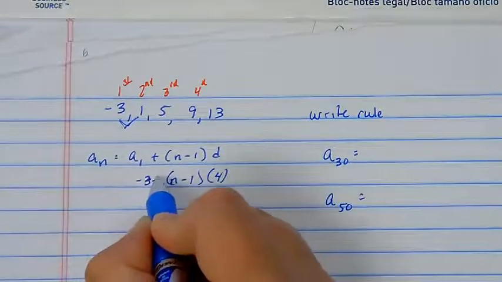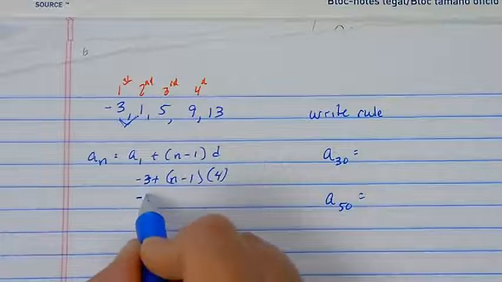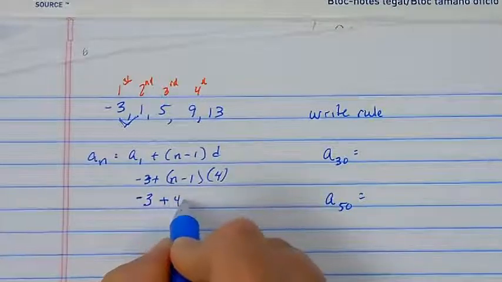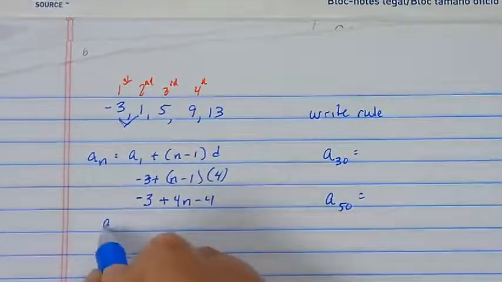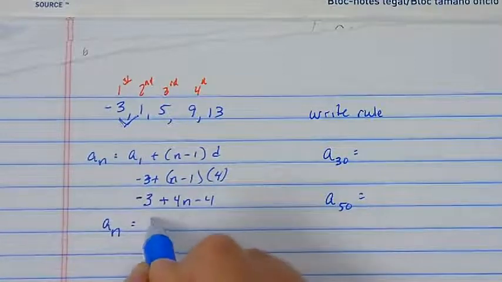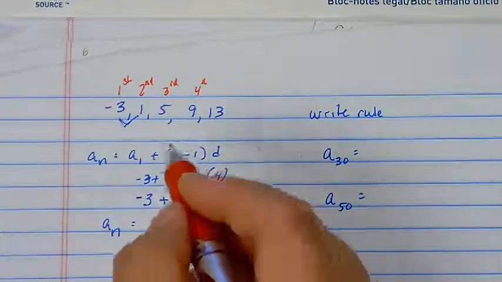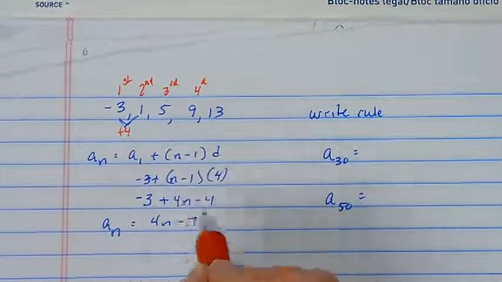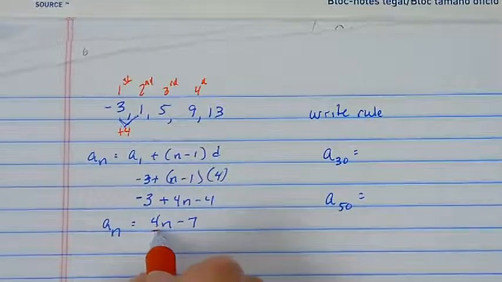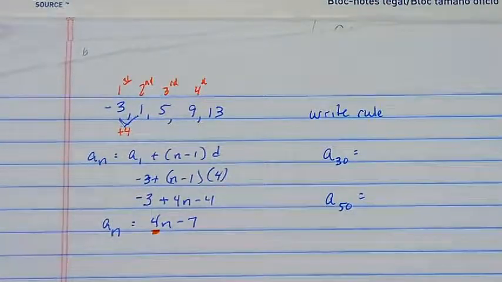And the first term is -3. So -3 plus 4n minus 4. So the rule for any term would be 4n minus 7. So let's think about this. The common difference on this one was add 4 every time. And a common difference is the same thing as a constant rate of change. So really what we're finding here is the slope.